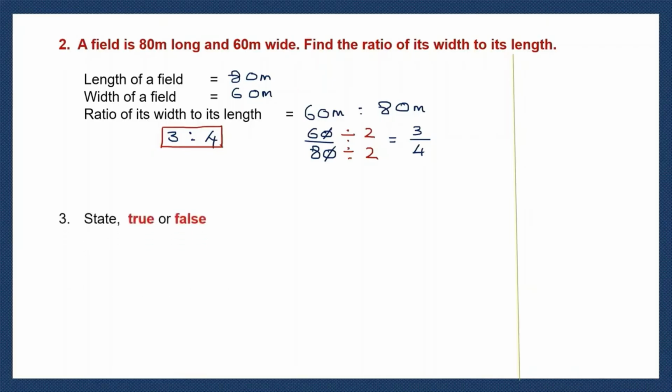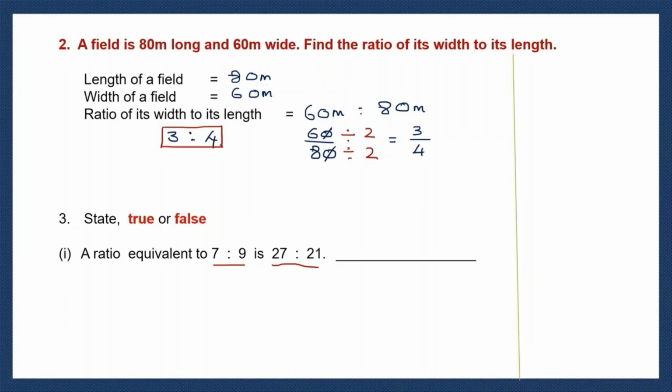Next question. State true or false. A ratio equivalent to 7:9 is 27:21. This is a statement. Now we need to check if it is true or false. So the first ratio 7:9 is already in the lowest form. So let's reduce 27 by 21 to the lowest form and see.